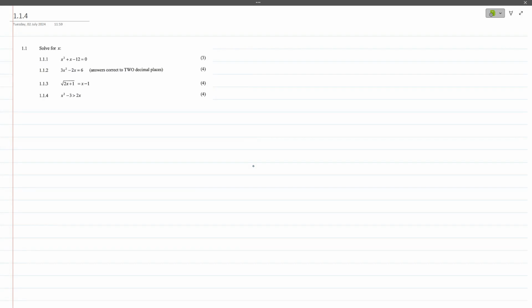1.1.4 is an inequality. It reads x squared minus 3 is greater than 2x. Now, in order to solve this problem, with inequalities, we solve them just as how we would a normal equation, except how we write our final answer.